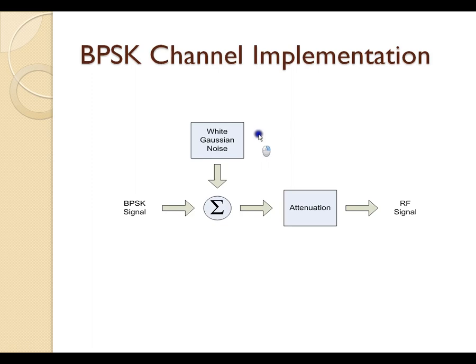The second part that we implemented was the channel implementation. The channel was implemented as white Gaussian noise along with some attenuation. There was a MATLAB function that we used to add Gaussian noise to the signal, and then we used a divide function to do attenuation, and then that gets transmitted to the receiver part of the code, the third section of the communication system.